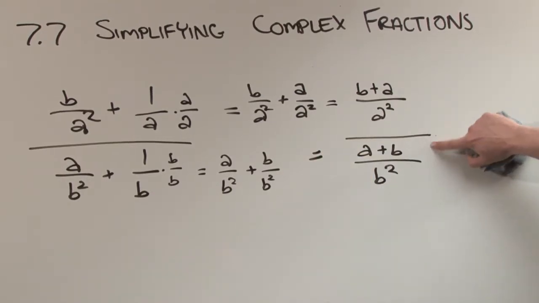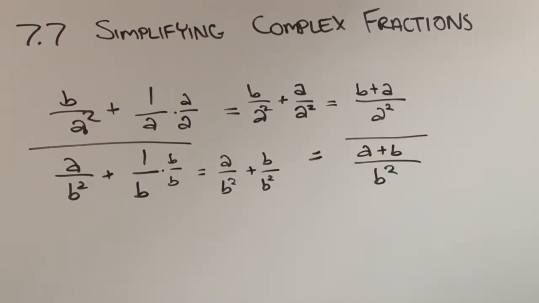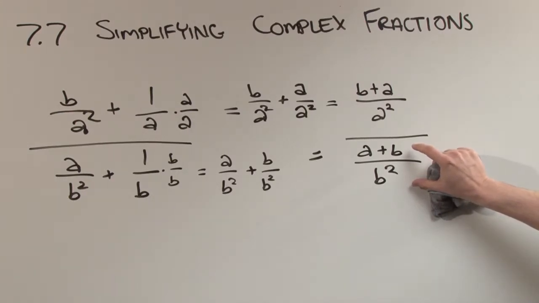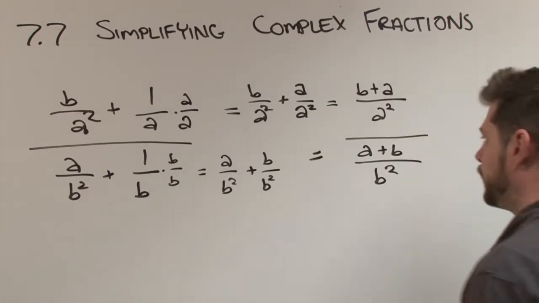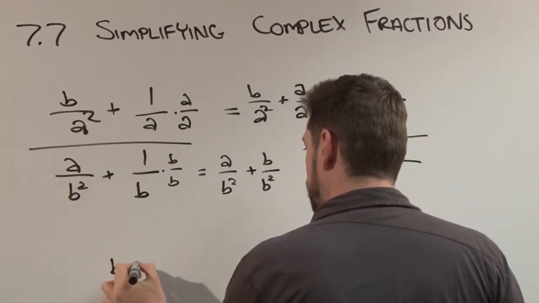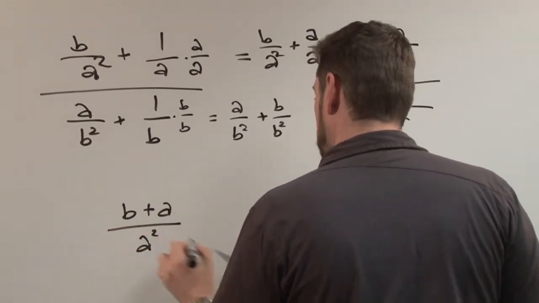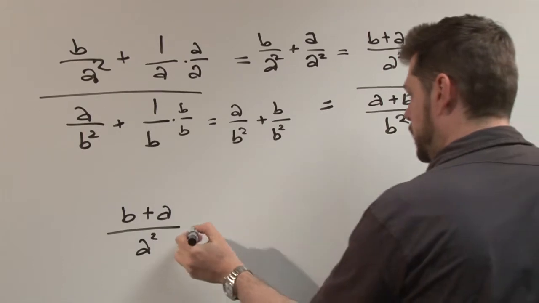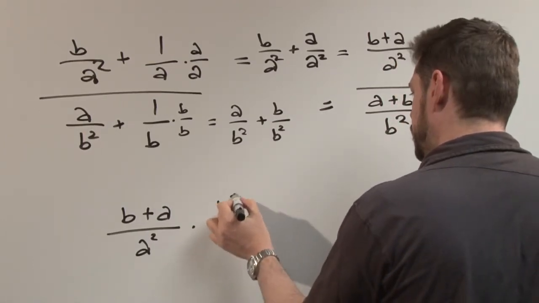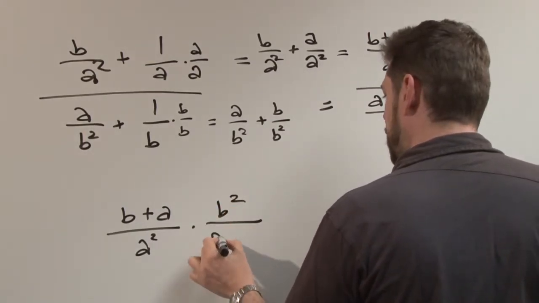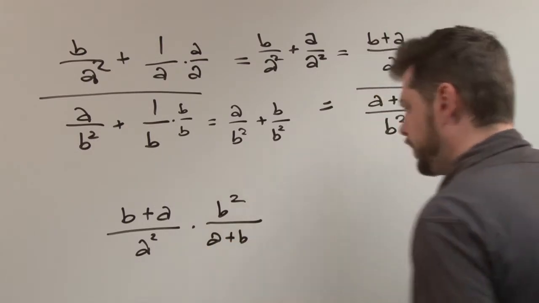This is the form where we can now apply our rule, where we take the denominator and flip it and multiply. So we keep the fraction in our numerator the same. And now I'm going to flip this term and multiply. I get b squared in the top, and I get a plus b in the bottom.